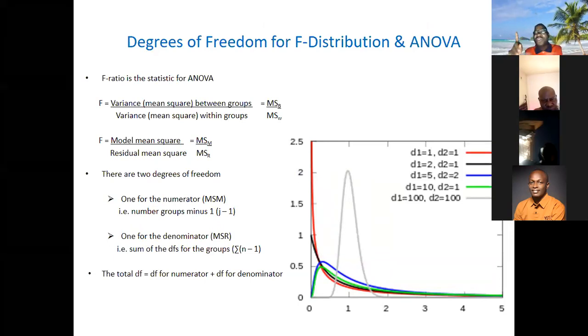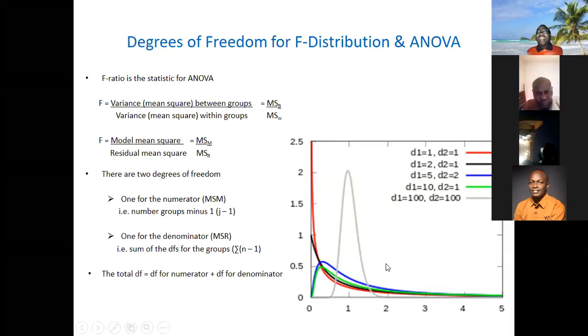It's only 1 degree of freedom. But here there are 2 degrees of freedom. You can see now D1, D2. There is a degree of freedom for the numerator and a degree of freedom for the denominator. The numerator is for the group, that is within group degree of freedom. The denominator is between, no, sorry. The numerator is between group degree of freedom. The denominator is within group degree of freedom. Those are the 2 degrees of freedom here.